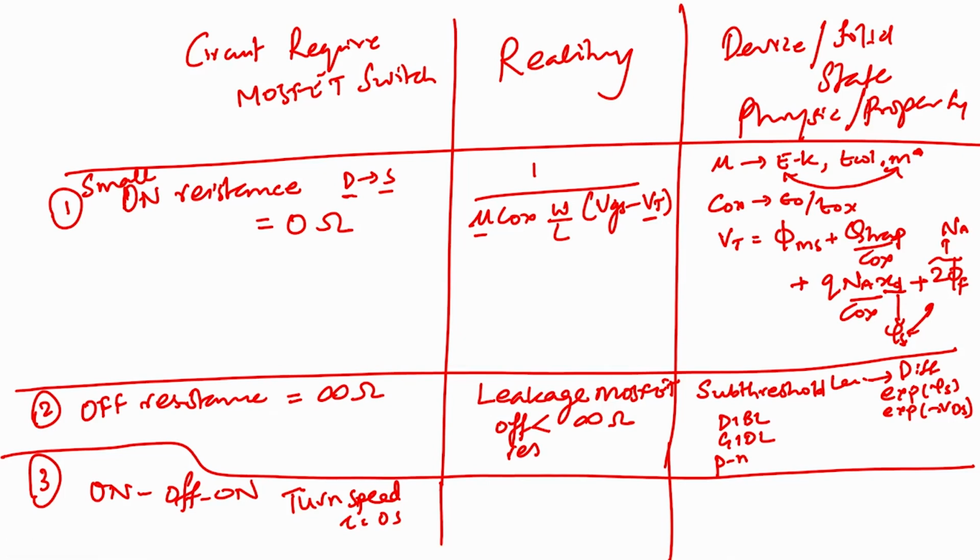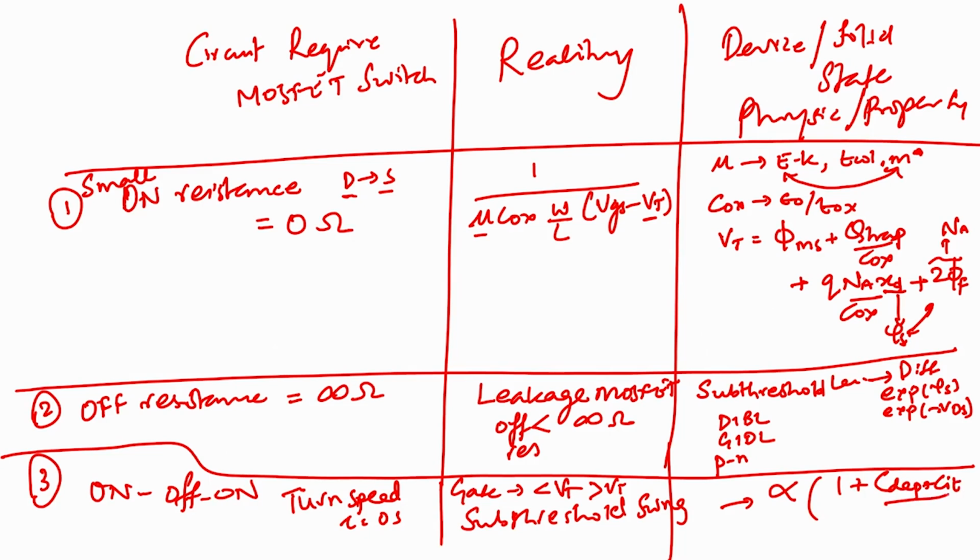Okay, so if you would take the MOSFET alone, so when the gate goes from below Vt to above Vt, what is the turn on speed dependent on? It depends on the subthreshold swing of the MOSFET. And what does the subthreshold swing depend on? Subthreshold swing is proportional to 1 plus C depletion plus C interfacial trap by Cox.